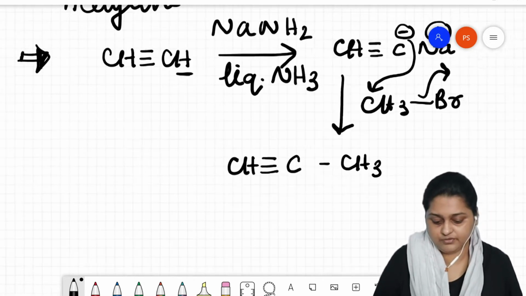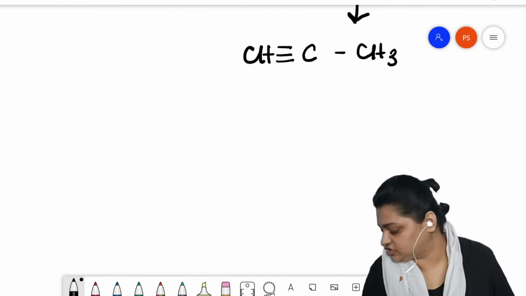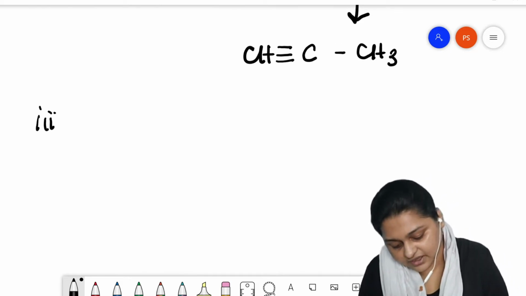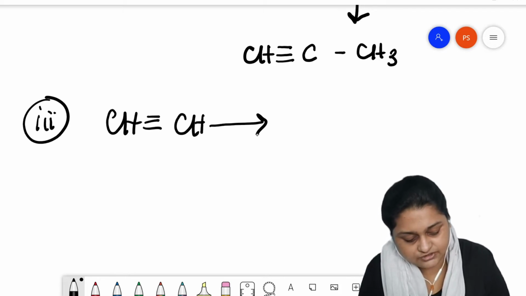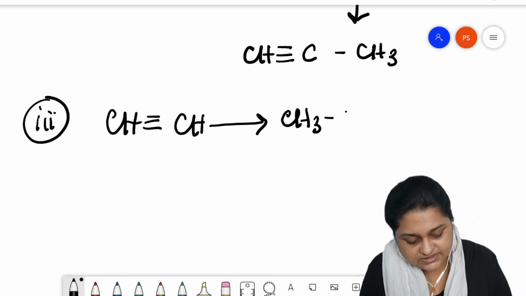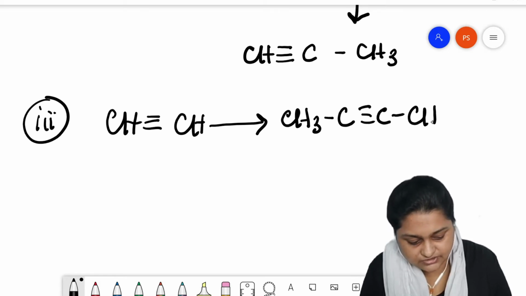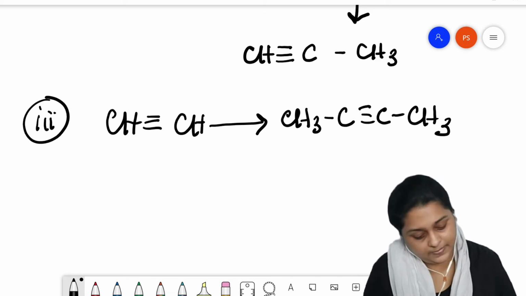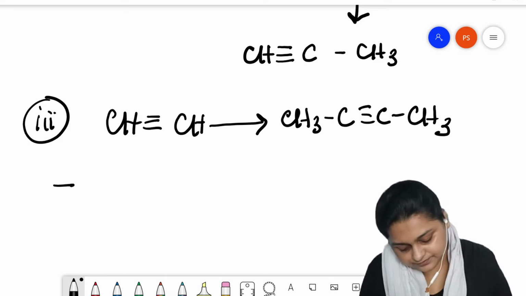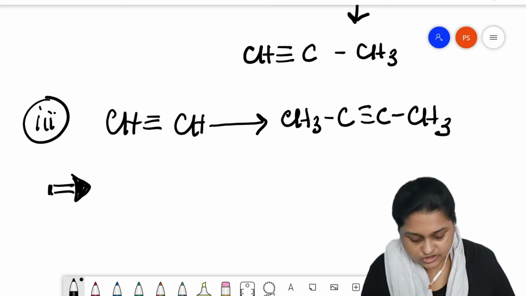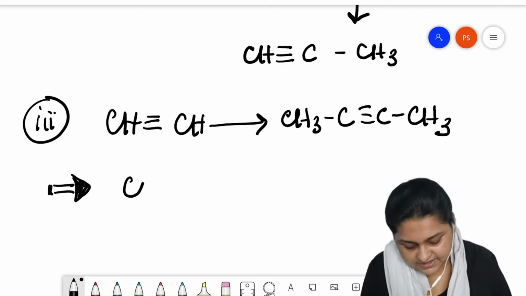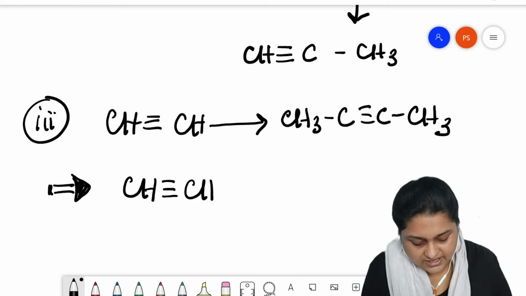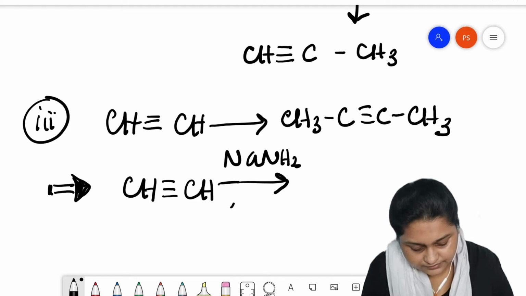Now there is another transformation in the same question. They are asking us to transform CH triple bond CH, that is acetylene, to CH3 C triple bond CCH3, that is butyne. Now the same procedure just like the last one we are going to apply, but twice, that is CH triple bond CH, sodamide in liquid ammonia.